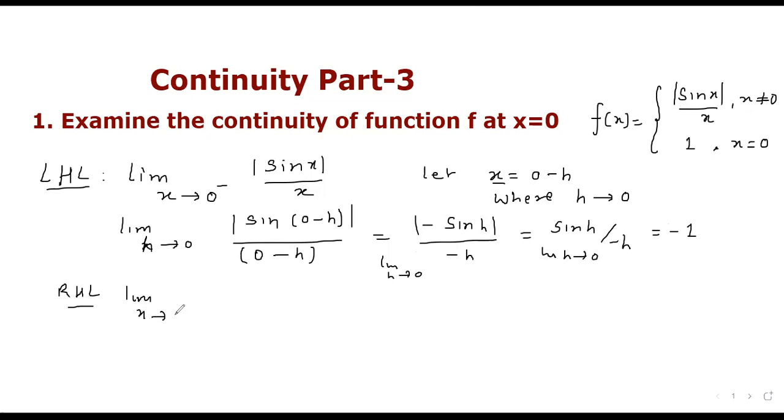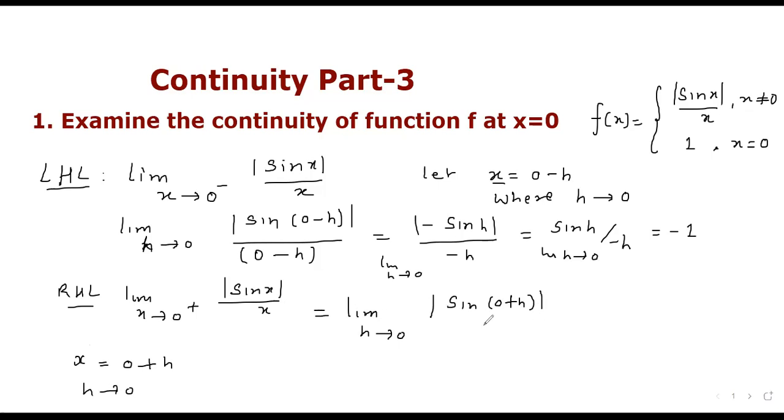Now RHL. Limit x tends to 0 plus, the function is the same, modulus sin x divided by x. Here we put x equal to 0 plus h, where h is very small, h tends to 0. So our question becomes limit h tends to 0, modulus sin(0 plus h) divided by (0 plus h), which becomes sin h upon h, which will give 1.